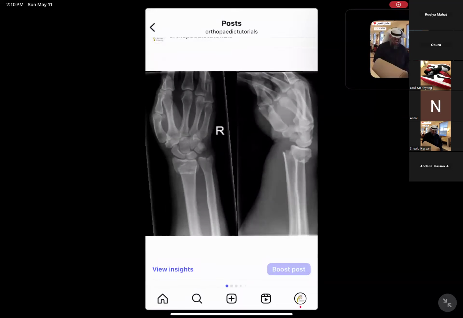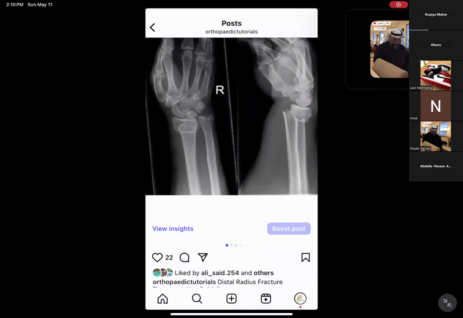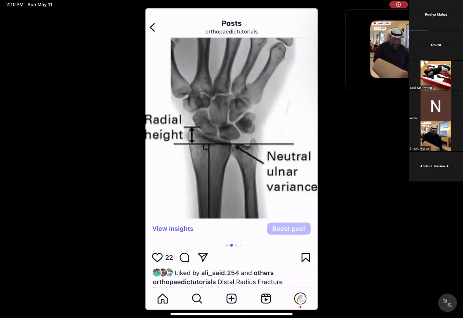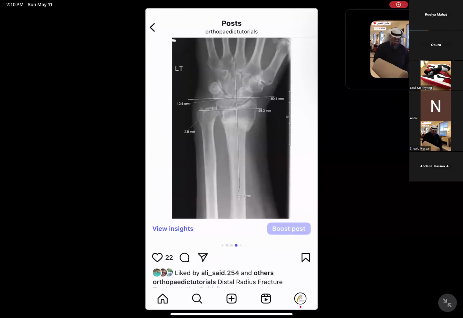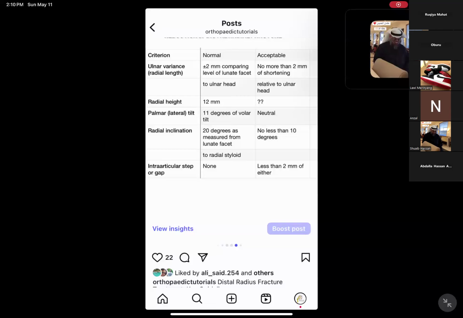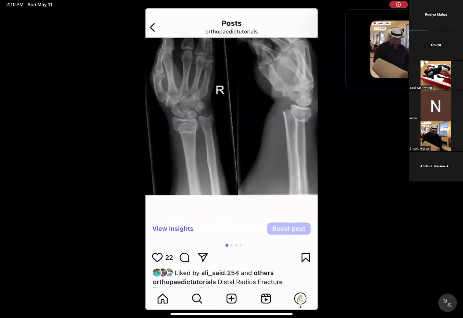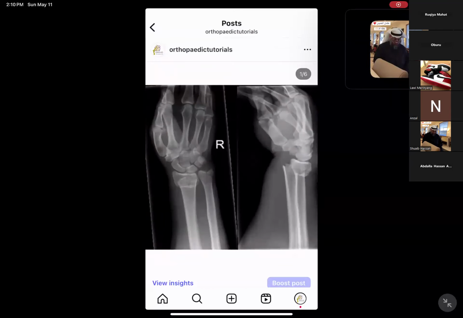So this is a fracture you can see over here. This involves the distal radius, yeah, and this is to determine what are the parameters that are used. So you could be asked, how would you manage a fracture like this? Obviously, first thing that you need to be able to tell is that you're dealing with a distal radius fracture, okay?